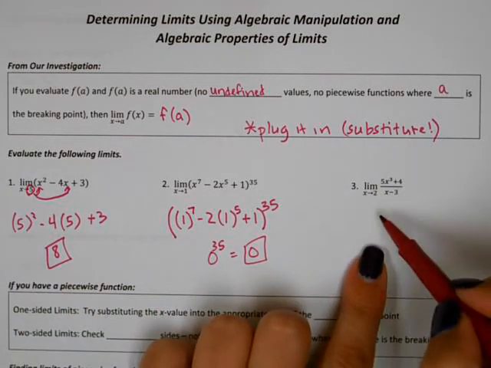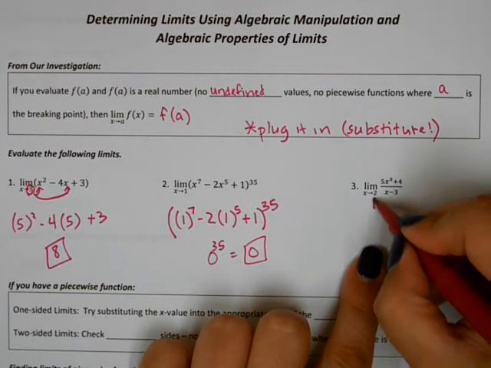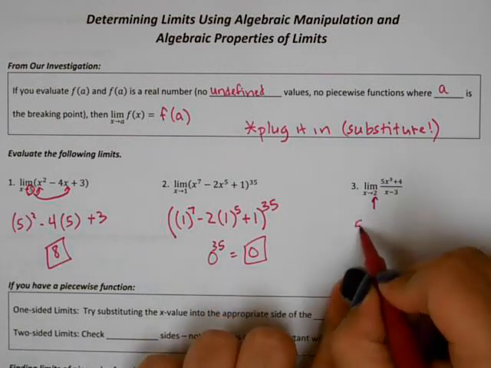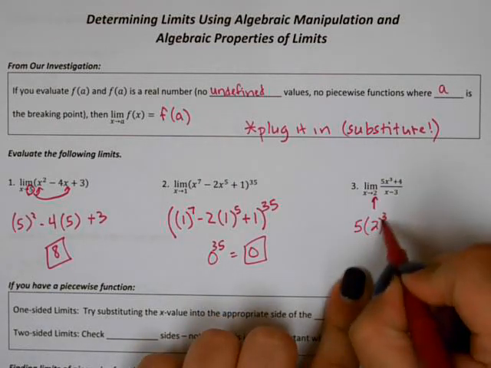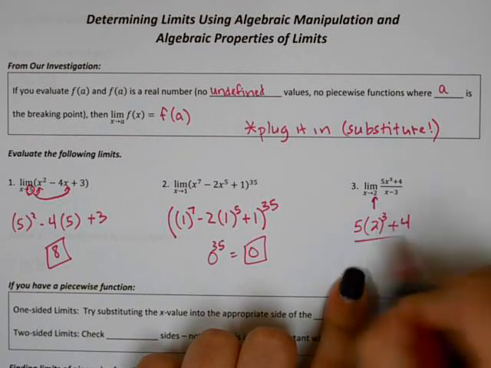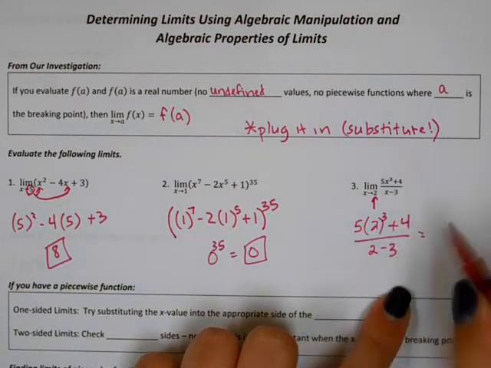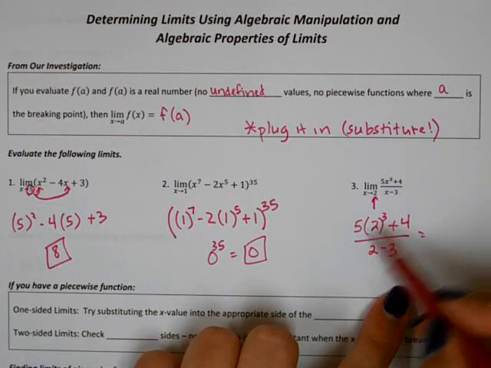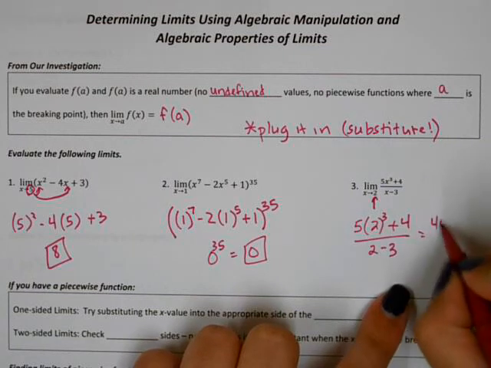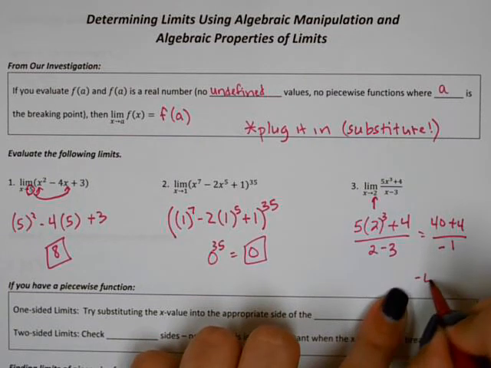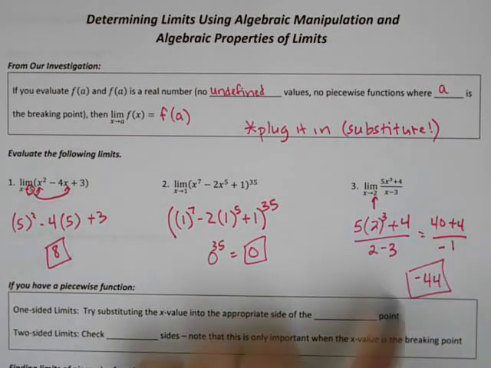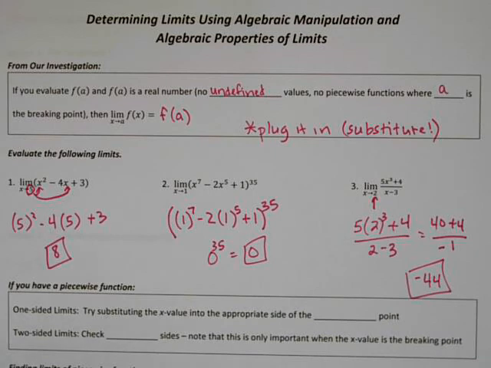And then here we're going to take that 2 and plug it in for x. So 5 times 2 to the 3rd plus 4, all over 2 minus 3. So 8 times 5 is 40 plus 4, all over negative 1. So negative 44. A lot of times, being able to evaluate a limit really just means substitute that value in and get an answer. Now there are a few cases where that's not going to work.